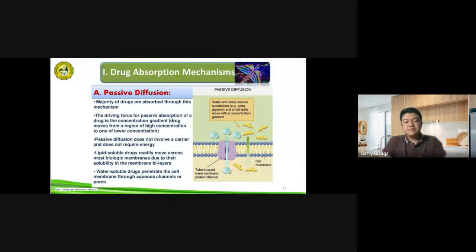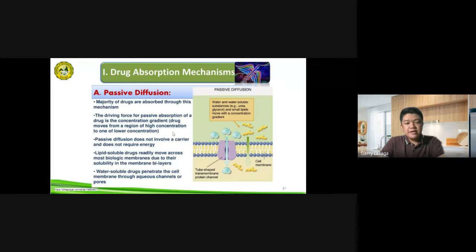So normally for passive diffusion, the concentration gradient is from a higher to a lower concentration, meaning that drug tends to be absorbed from the compartment where the drug concentration is higher to the compartment where the drug concentration is lower. So that is the driving force for passive diffusion. So passive diffusion does not involve a carrier and does not require energy.